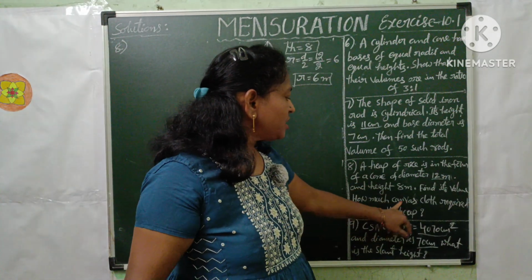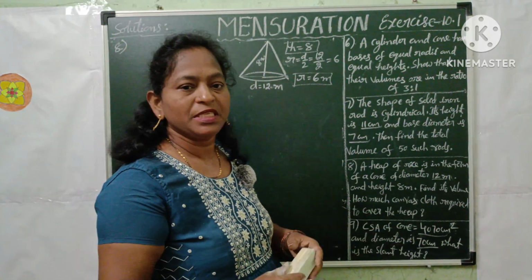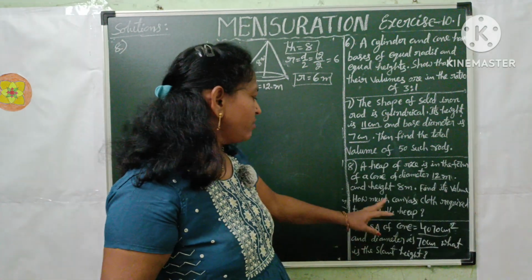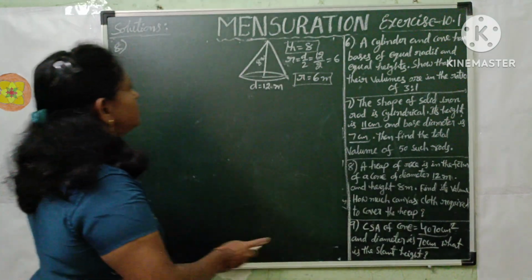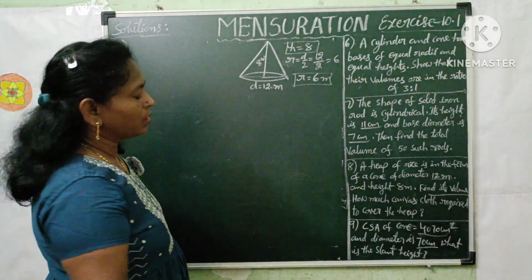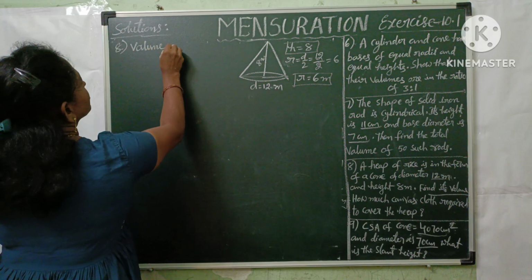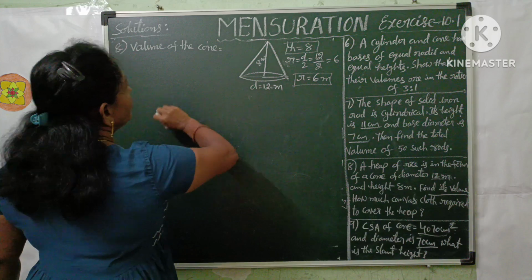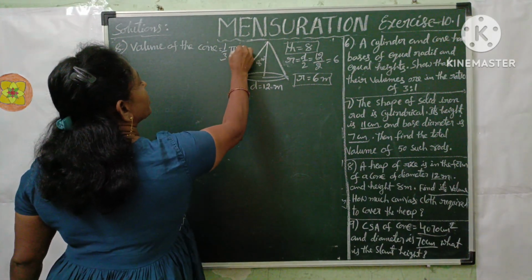Then, how much canvas cloth is required to cover the heap? Why? Because rice bags, we have to use protection. Okay, canvas we are using, so here curved surface area we are using. Right. So first, what we have to find? The volume. Later, curved surface area. So volume of the cone is 1/3 of the cylinder. So 1 by 3 pi r square h.